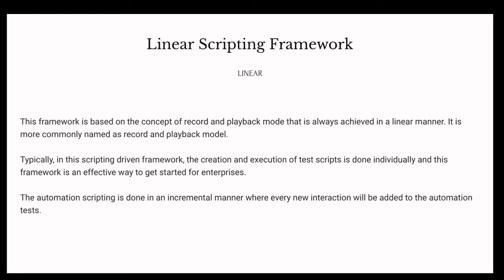Typically, in this scripting-driven framework, the creation and execution of test cases is done individually. It is an effective way for enterprises to start. If your product is at a very initial stage, your enterprise is at a very initial stage, you don't want to spend much time creating the scripts. You have certain scenarios, some kind of smoke tests which you want to run frequently, then you can use this linear scripting framework. This automation scripting can be done in an incremental way, where in every new iteration we can add more automation test cases.